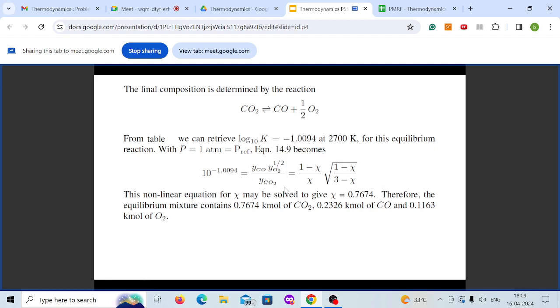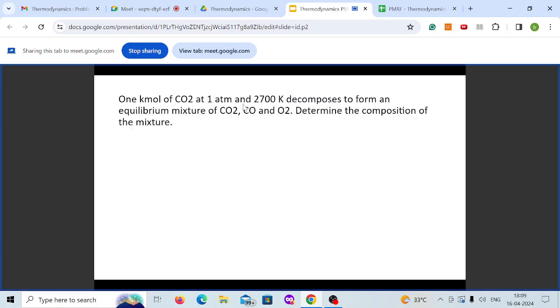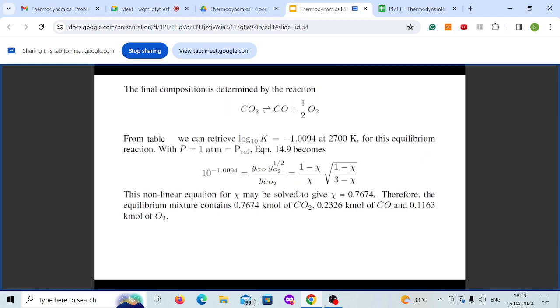This is equal to the K expression, which is the mole fraction of each individual component raised to the power of its coefficient in the reaction, multiplied by P by P reference raised to the power of the difference between the coefficients of the products and reactants. In this case, the reference pressure is assumed to be 1 atmosphere, so that term goes away. So your K value is nothing but the product of component mole fractions raised to their coefficients, divided by the reactant raised to its coefficient.